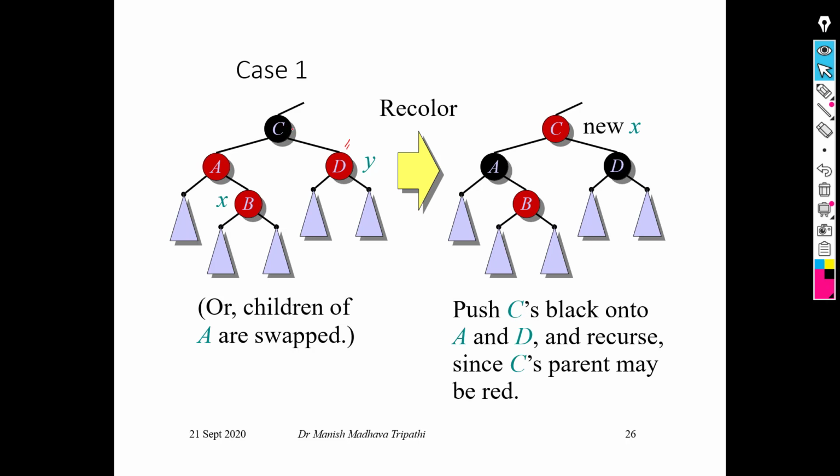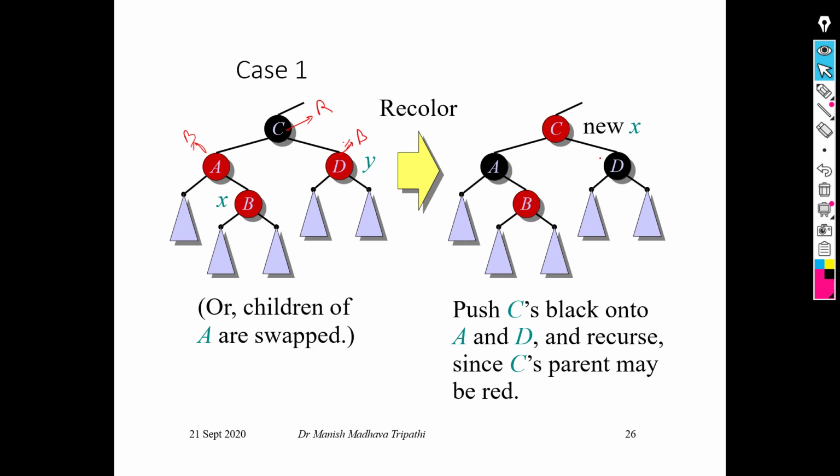So we solve the problem like this: the uncle and the parent will both be recolored into black color. So this will be done as black and this will be done as red. So the situation is that C, which was the grandparent, is now red and both the parent and uncle are black. Okay.